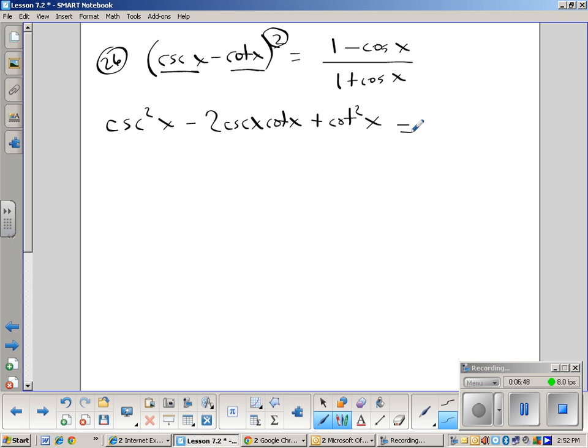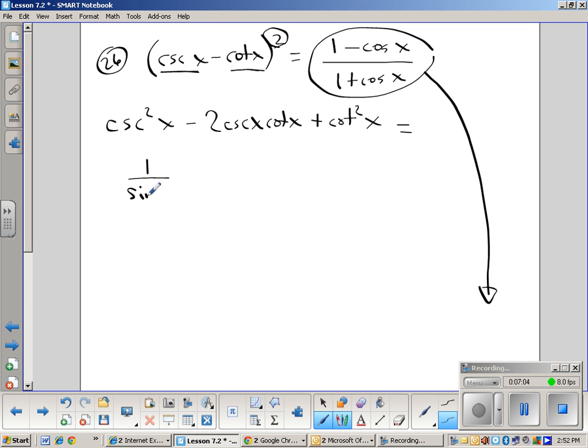And again, I'm not going to copy this side down. Just know that we're going to move it down there and we're all done. We're going to make the left side match up with the right side. And then my next step, now I'm going to get rid of my cosecants, my cotangents. And so this becomes 1 over sine squared x minus 2 over 1 times 1 over sine x times cosine x over sine x plus cosine squared x over sine squared x.